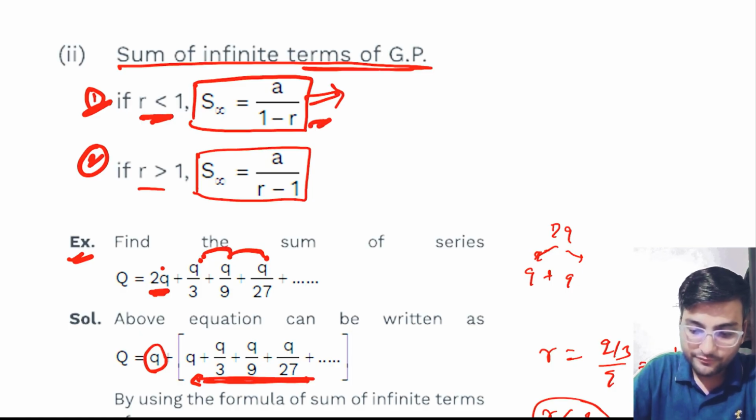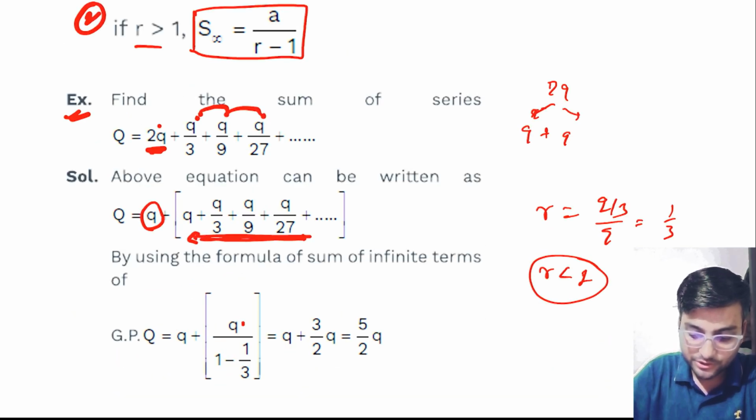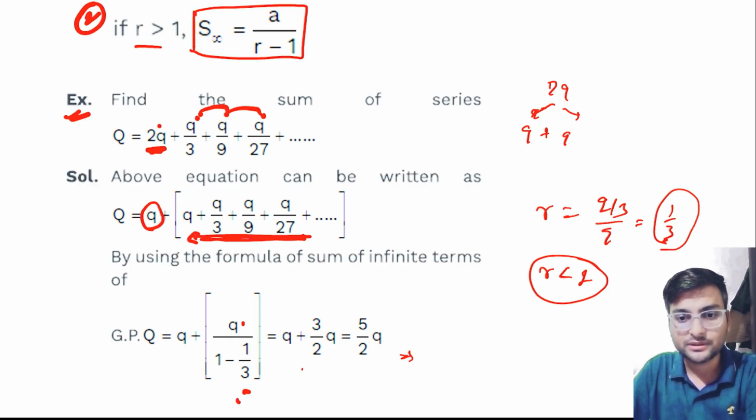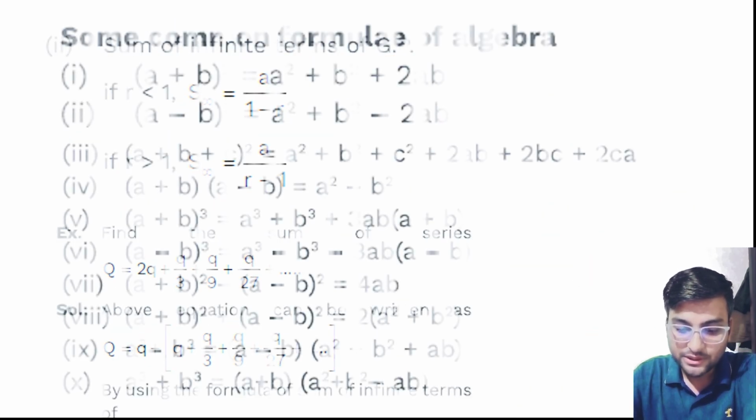So whenever you apply the first rule, I know the first term is Q, and R becomes how much? 1 by 3, according to this value. So we are putting it here, and then we are getting 5 by 2 Q. These are the basic terms. So this GP series is also completed here.